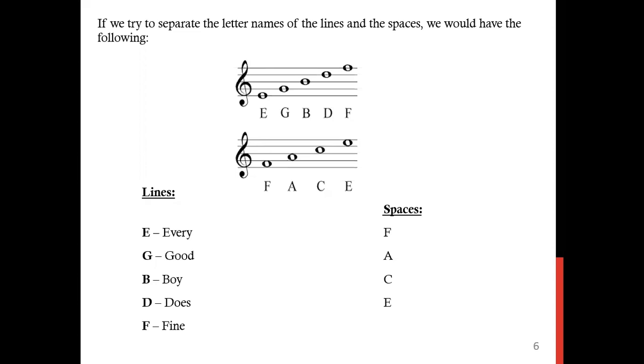But the spaces, we don't even need to fix an acronym, like fix a word for each letter in the spaces. You just have face. Face is something to remember. My face, your face. Okay, face. So now it's easier for us to remember the letter names of all the lines and the spaces in the treble stave.